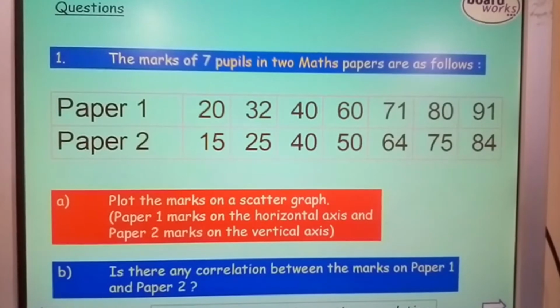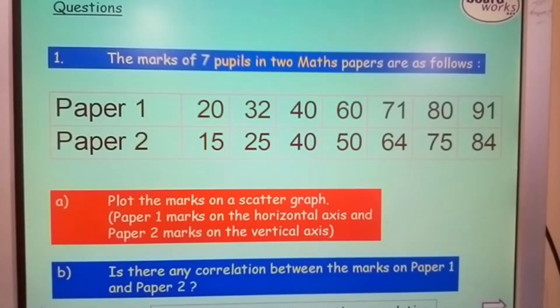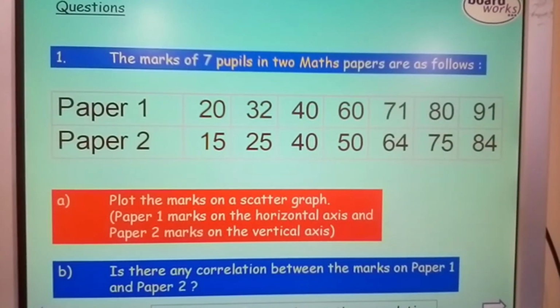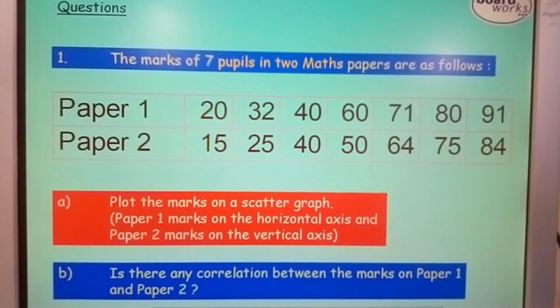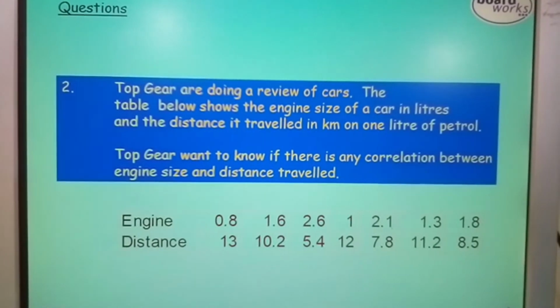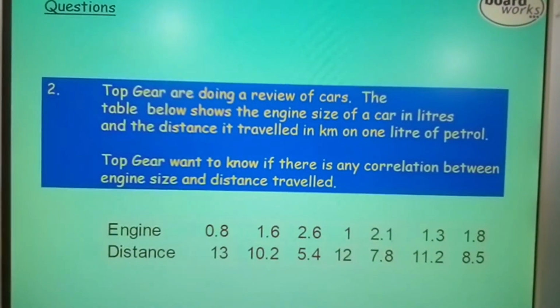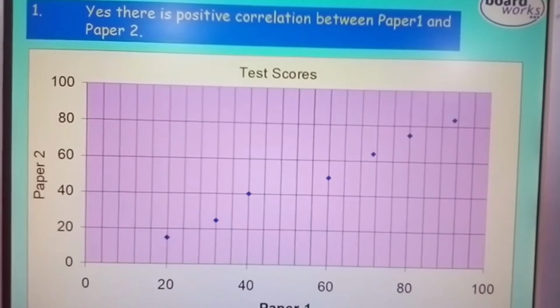Now the marks of 7 pupils in 2 maths papers are as follows. Plot the marks on a scatter graph, paper 1 marks on the horizontal axis and paper 2 marks on the vertical axis. Is there any correlation between the marks on paper 1 and paper 2? Let's have a look. And here's our next question, and look at the answers.